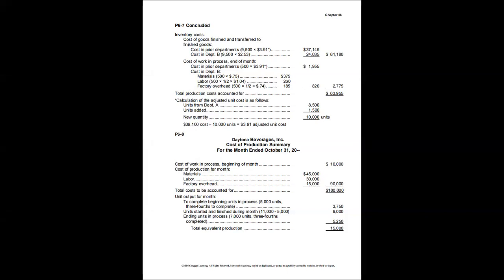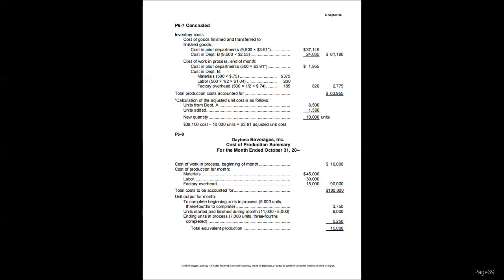And the ending inventory units of 7,000 units, given 7,000 units, three-fourths completed. So we have 5,250. The equivalent production is 15,000. Now again, take note that we are using the FIFO cost method. For the unit cost, we have materials 3, labor 2, and factory overhead 1.